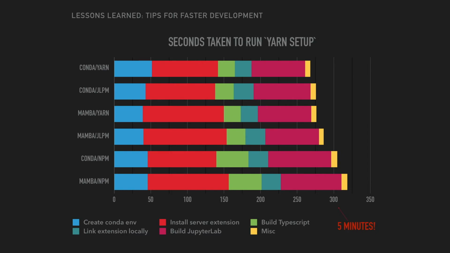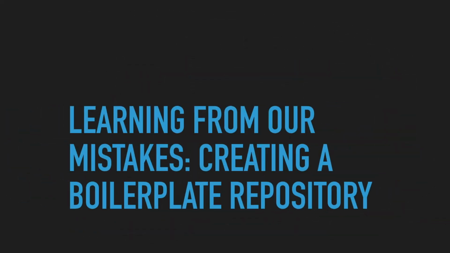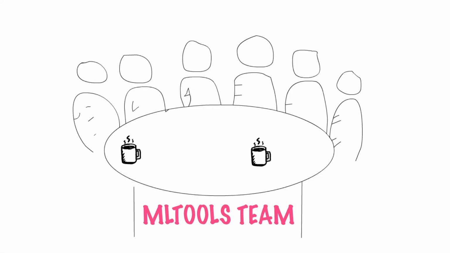And so I decided to run my setup script with all of them. And it turns out Conda and Yarn is the fastest. But an asterisk on that, I think Mamba really will be faster. And there's some weird bug. One thing is for sure, don't use NPM. It's super slow. So we've got a few extensions under our belt now. And we're kind of talking about it as a team.